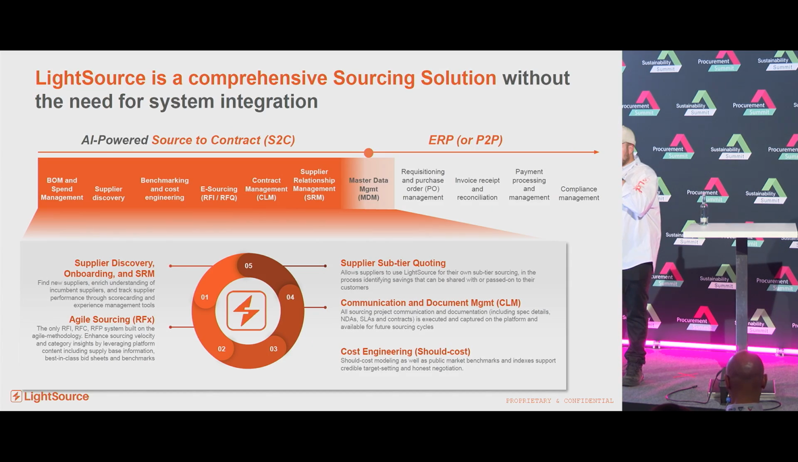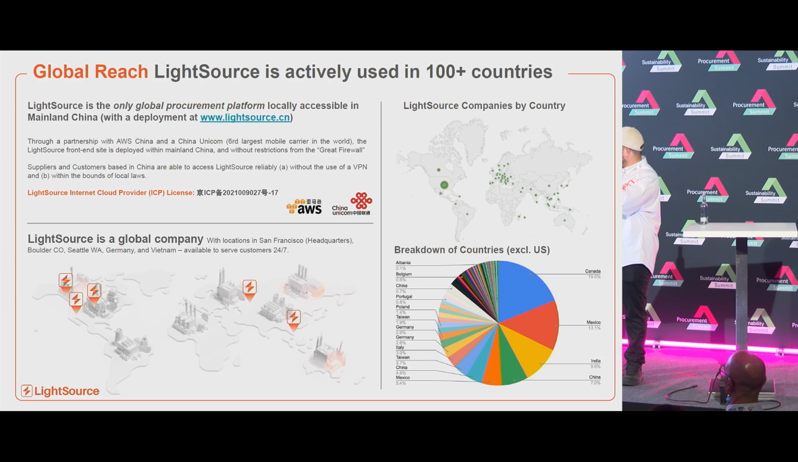This is a quick overview, just end-to-end, of what we do and what we don't do. We do everything from bill of materials and spend management to supplier discovery, benchmarking and cost engineering, e-sourcing, which is our bread and butter, as well as AI-enabled contract lifecycle management and the often forgotten supplier relationship management. What we don't do is anything on the ERP or P2P side. So if you have an ERP system, if you're going through a decade-long S4 transformation, continue with it. We're built to dovetail with those systems.